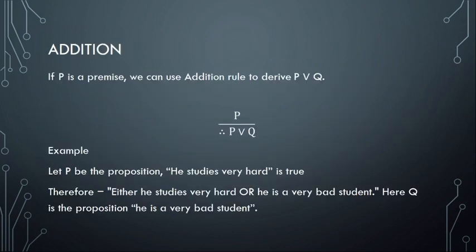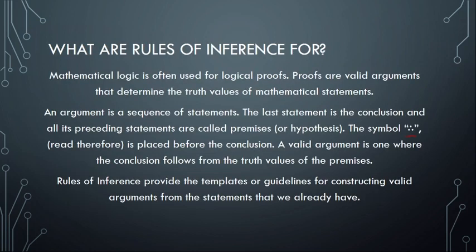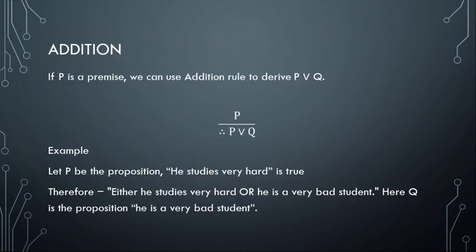There are different types of rules of inference. One of them is addition. So if P is a premise, let's say P is a variable, a hypothesis, then you can use the addition rule to derive P or Q. P and Q are variables.